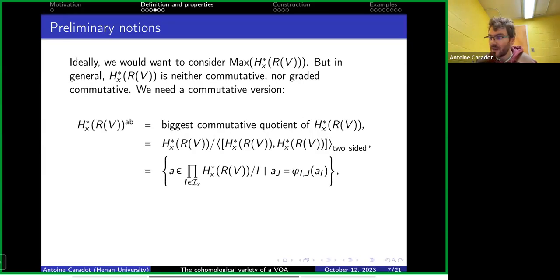So we are going to define this superscript ab, for abelian, to be the biggest commutative quotient of the Yoneda algebra. There are two ways to think of it. Either you quotient by the ideal given by the commutator.